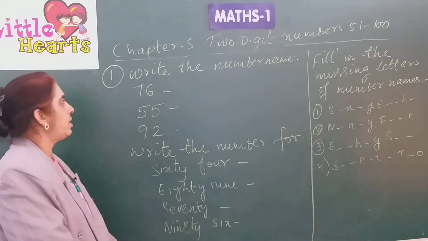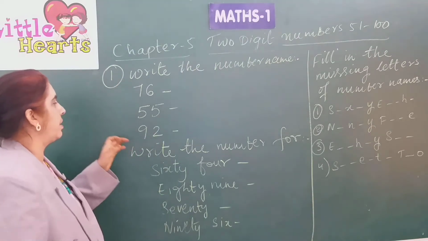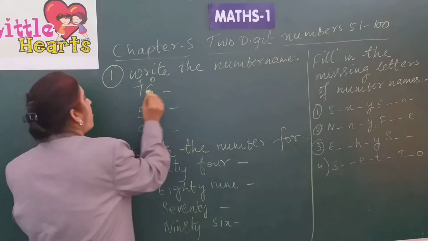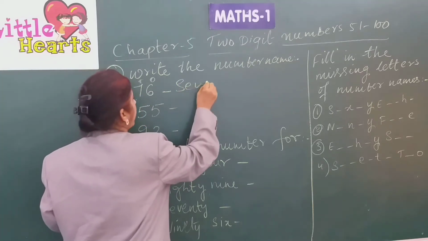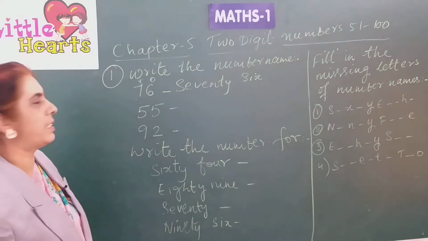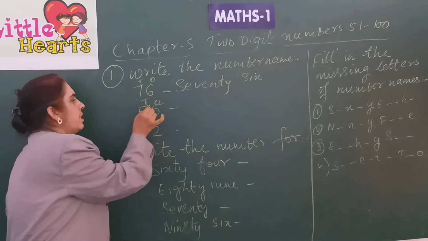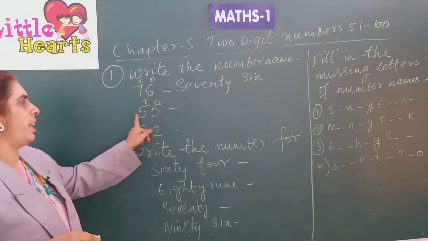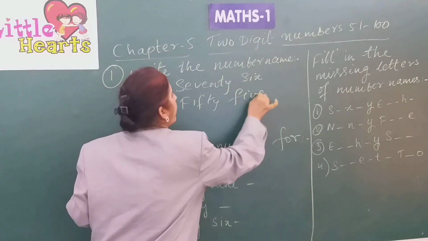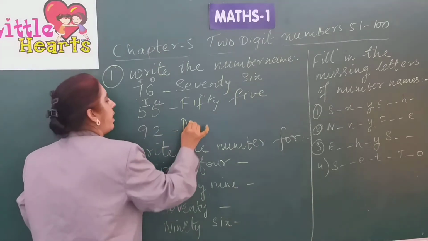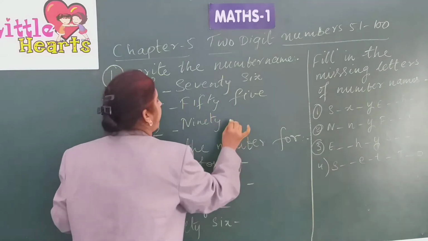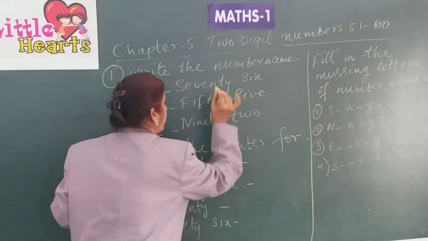Yes, children, just write the number names for these numbers. 6 in the ones, 7 in the tens, so 76: SEVENTY 70, SIX 6. 5 in the tens, 5 in the ones, so 5 tens 50, 55: FIFTY 50, FIVE 5. 92: 9 in the tens, 2 in the ones, NINETY 90, TWO 92.